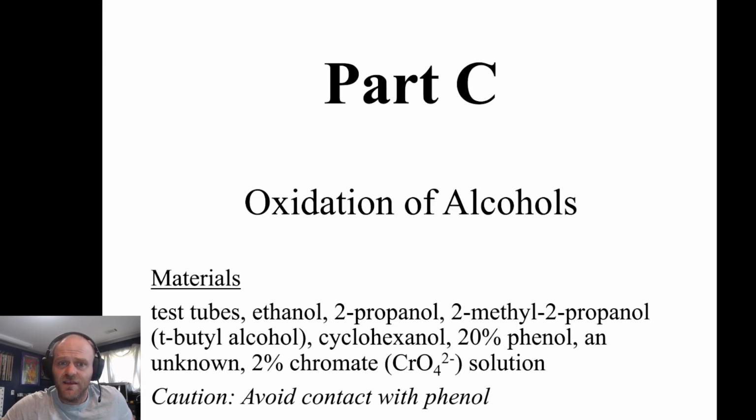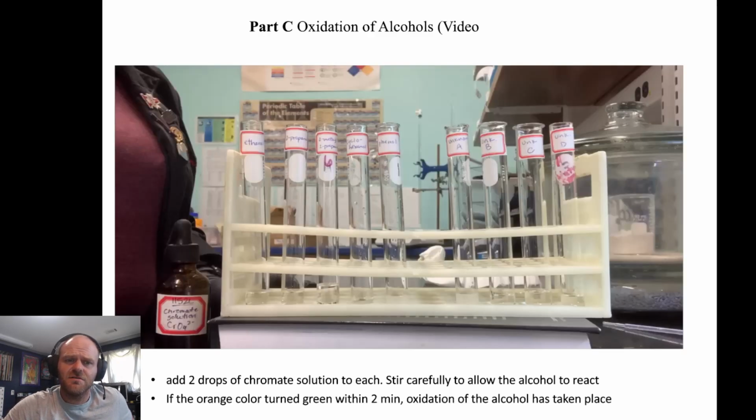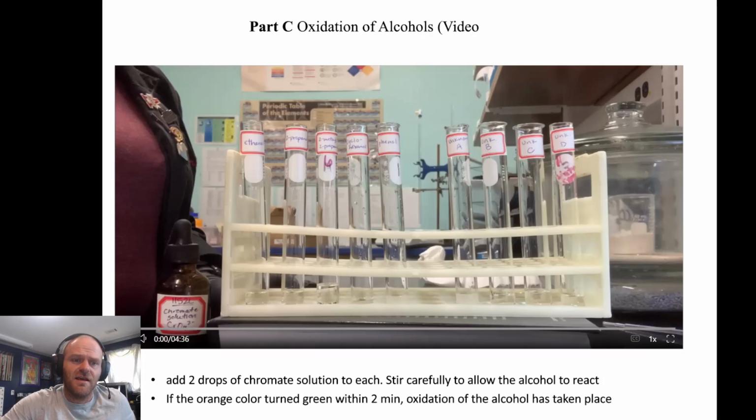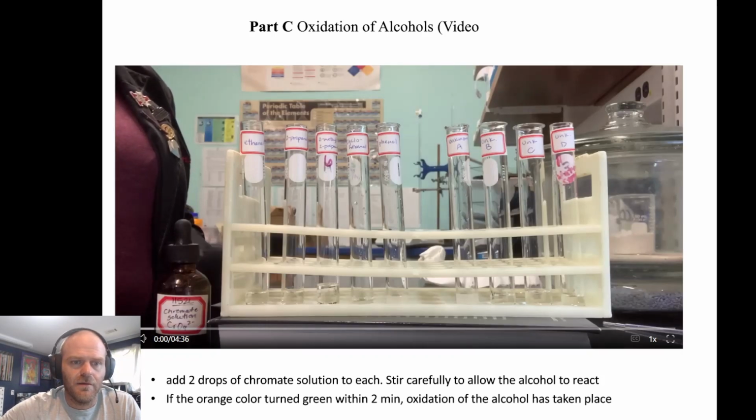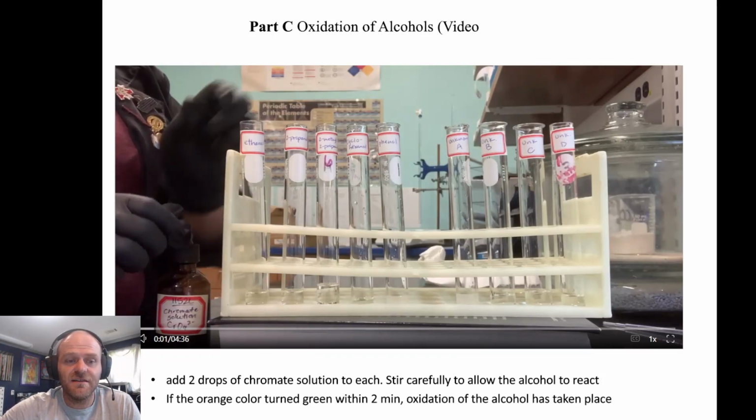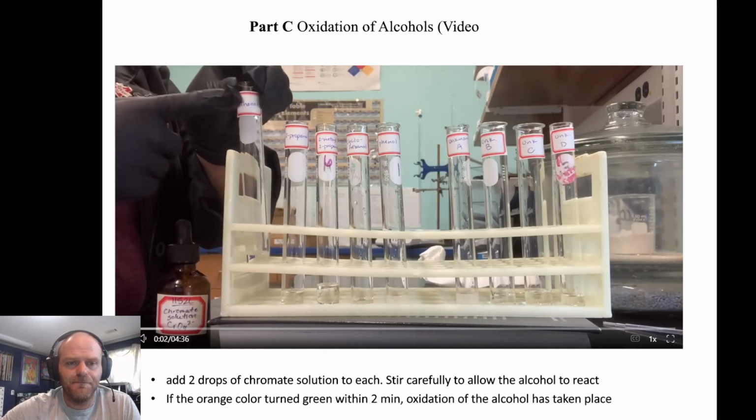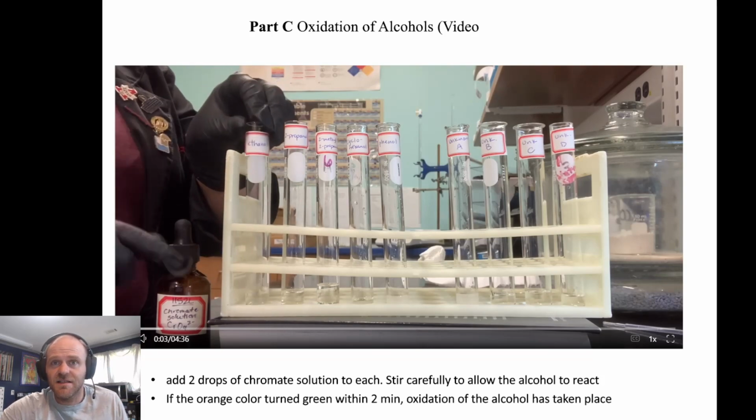Next up, we have the oxidation of alcohols using chromate. Chromate is a powerful oxidizer and can oxidize anything besides a tertiary alcohol. I should say it can oxidize a primary or secondary alcohol and turn them into a ketone. Okay, but it can't oxidize a tertiary alcohol because there's no hydrogen to pull from.